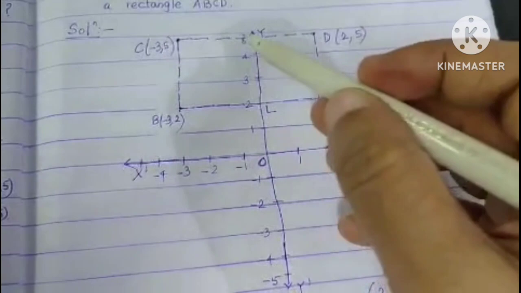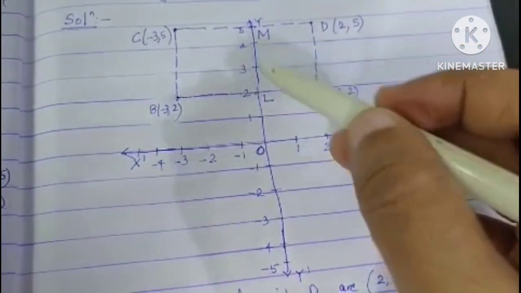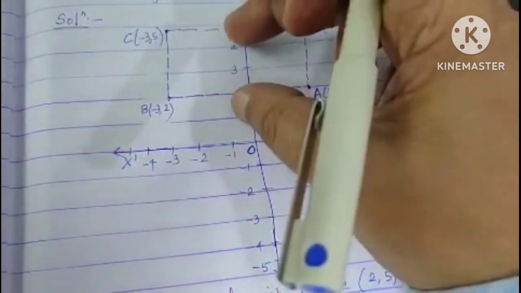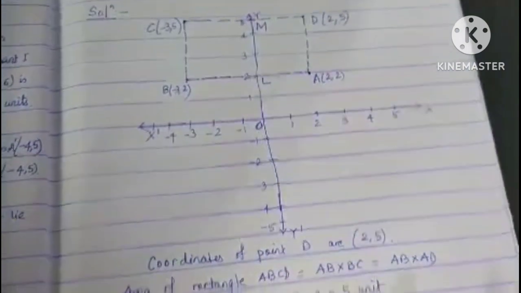This will be 3 units. This is 5 and this is 2 on the y-axis. So 5 minus 2 is 3. This portion will be 3. You have to find this one. So it will be 3.